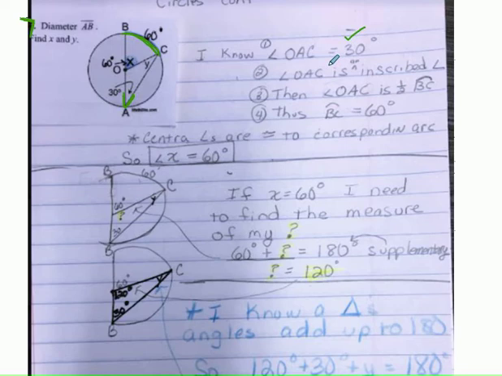I also know that an inscribed angle is 1/2 of the arc. So BC is 2 times 30, 1/2 of the arc. So my arc is 60 degrees. Why do I know that? Because what is 30 times 2? So I know if it's 30 and it has to be half of my arc, 30 times 2.